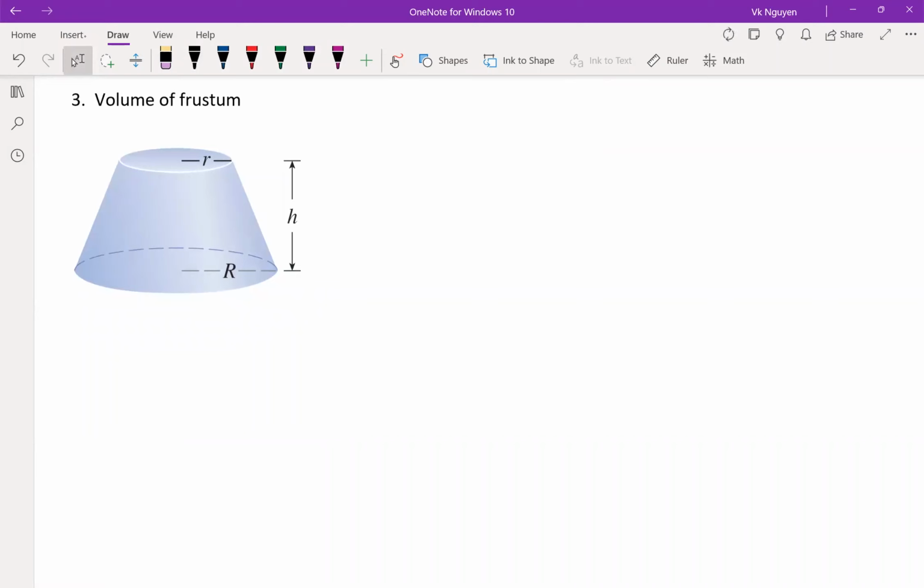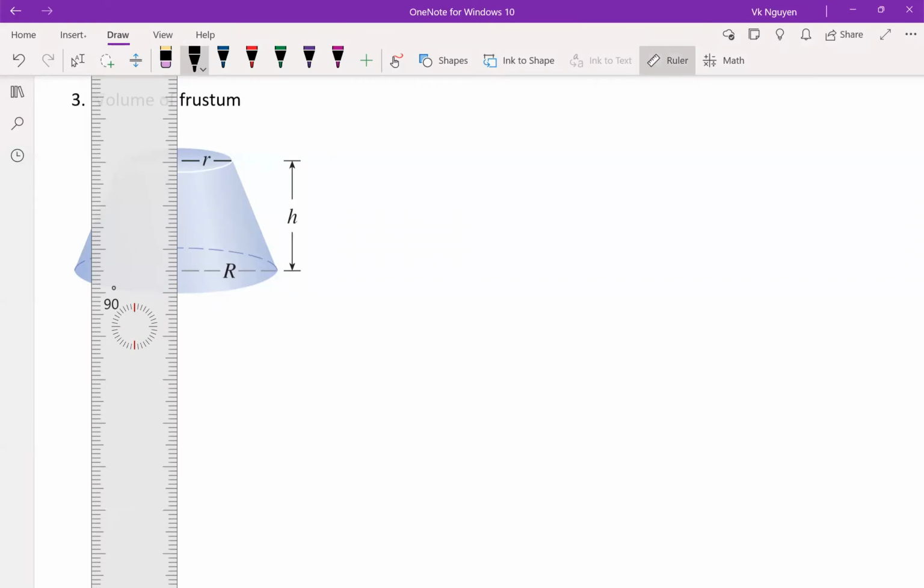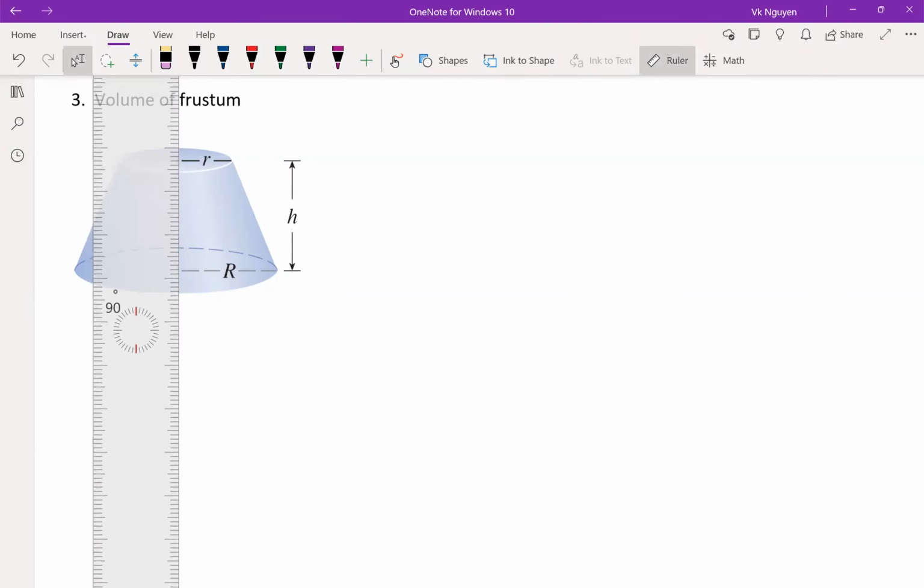Volume of a frustum. A frustum is a cone where we cut out a part of it. So how do we figure this out? We have two radii, a smaller radius and a bigger radius, and the height h. From here, we have to do a little trick. That trick is to connect this together to get the y-axis there. This is going to be the y-axis.